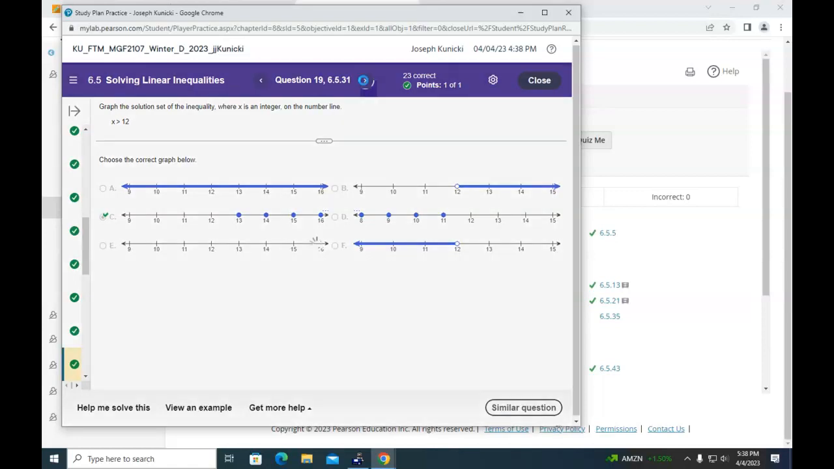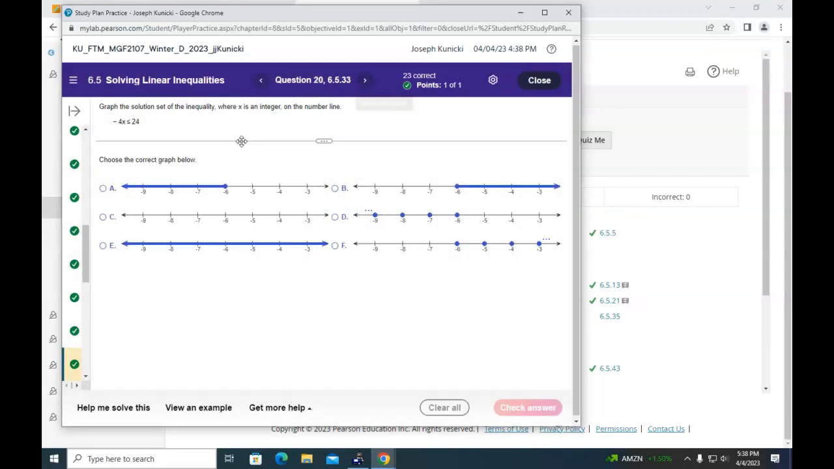Number 33, another one of these. Okay, so minus 4x is less than or equal to 24. So negative 4x is less than or equal to 24. So I'm going to divide by negative 4, right? Or multiply by negative 1/4. Because now I get x. And here I get negative 6.